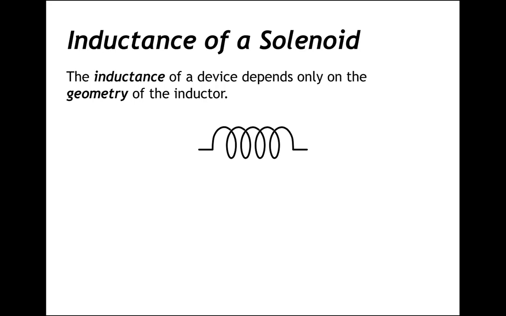Though inductance of an inductor is defined as the ratio of the magnetic flux through it to its current, it just so happens that the inductance of a device depends only on the geometry of the inductor. This is despite the fact that magnetic flux is equal to the product of magnetic field and area.